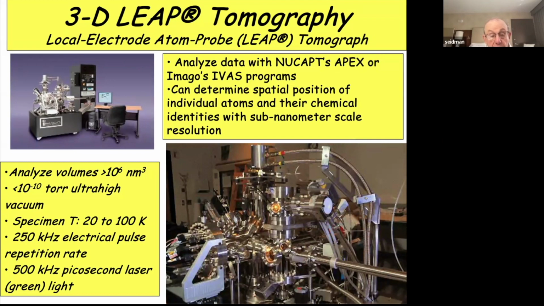You can pulse with voltage pulses at a repetition rate of 250 kilohertz, and you can pulse with a picosecond laser at about 500 kilohertz. And over here, I say it's a green laser. We now have an ultra high vacuum, I'm sorry, we now have a laser light that's 355 nanometers. Okay, now we can analyze the data. I'm not going to go into that. We can determine the spatial position of each individual atom and its chemical identity. And we can do that with sub-nanometer scale resolution, i.e. on the angstrom scale.